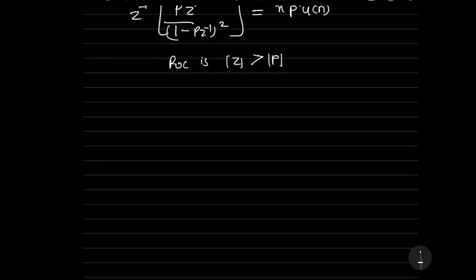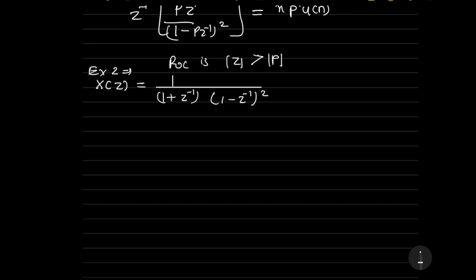Okay, now let's take the next example. Second example: x of z is equal to 1 upon (1 plus z to the power minus 1) into (1 minus z to the power minus 1) whole square. Here we are taking the example of multiple poles.